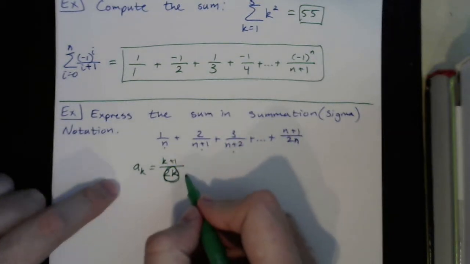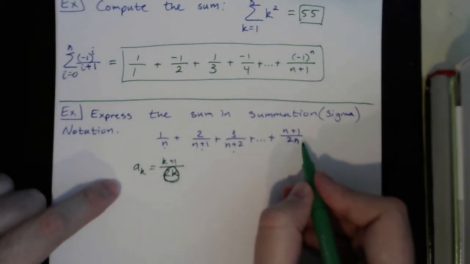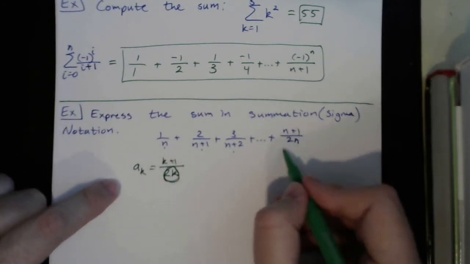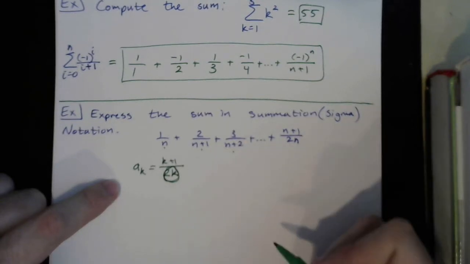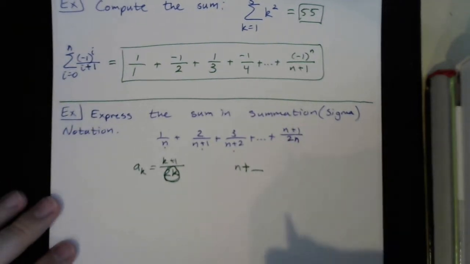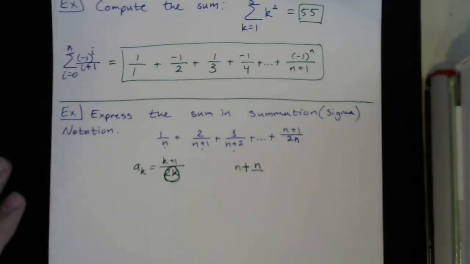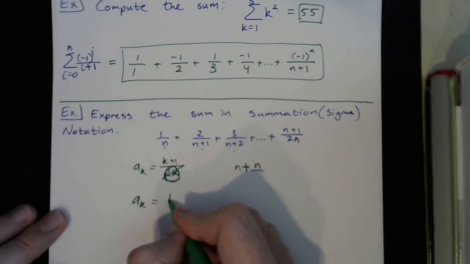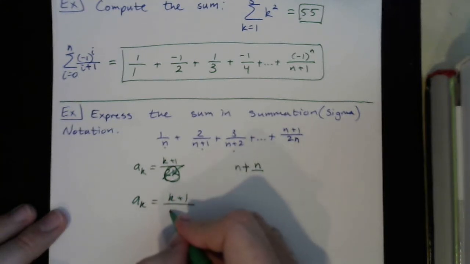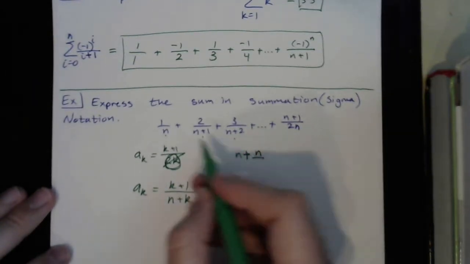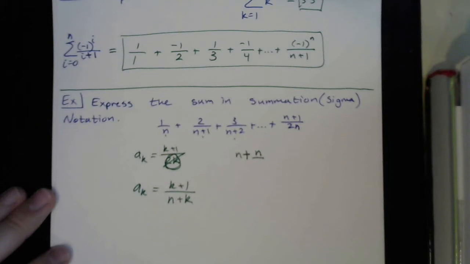So what we want to be thinking about is another way to make this work. And if we are constantly adding, the only way to get to 2n from adding numbers to n, because it's always n plus something, is to add n. So instead of 2k, we'd have a sub k equals k plus 1 over n plus k. Because this n is fixed, we are always adding to n, regardless of what that number is.